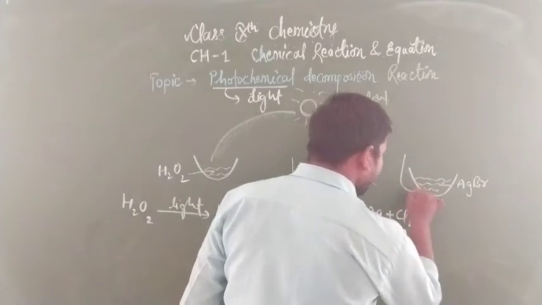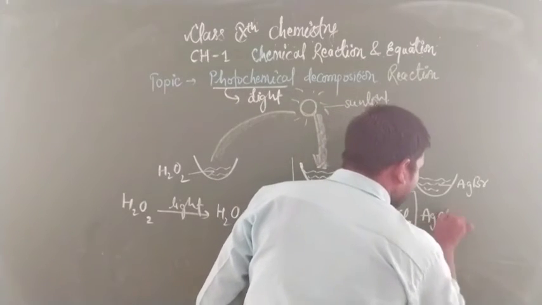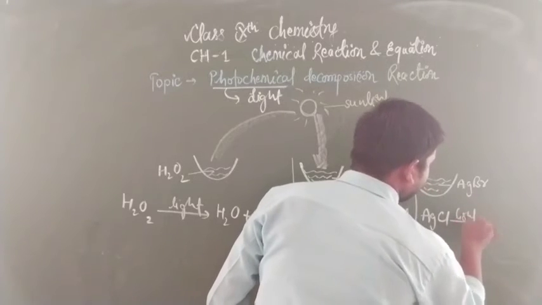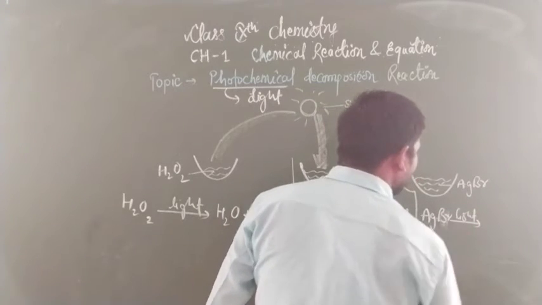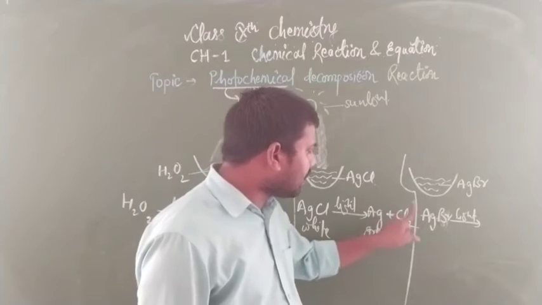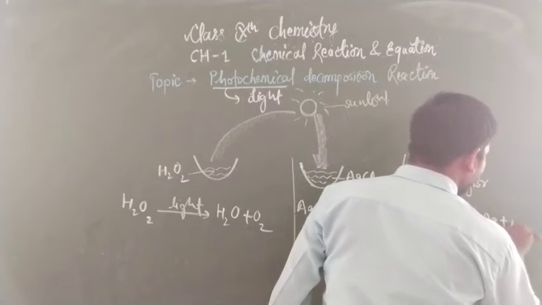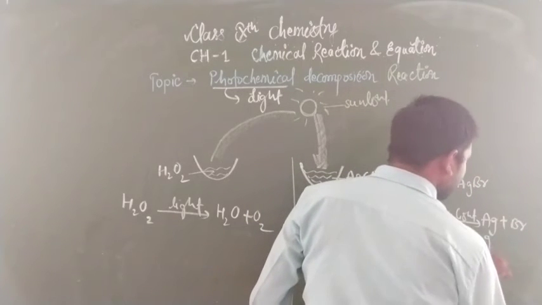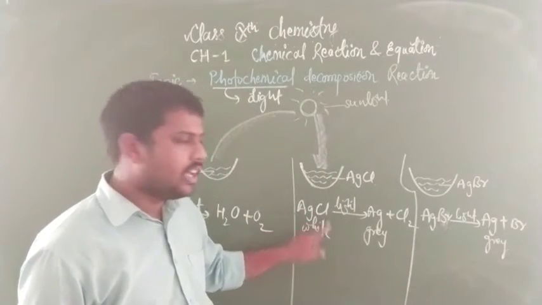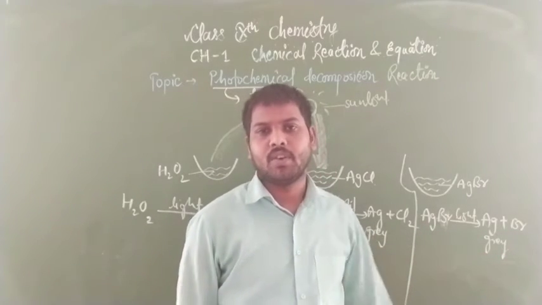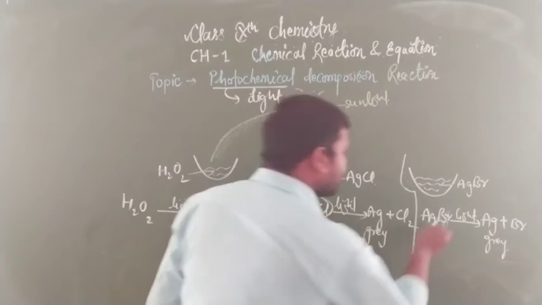Now again in silver bromide. Again children, silver bromide is exposed to sunlight. Silver bromide is also converted into silver metal and bromine gas. You will get silver plus bromine gas. So the reaction is the same, but in one case chlorine gas evolves and in the other bromine gas evolves.